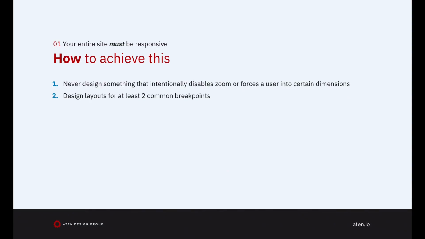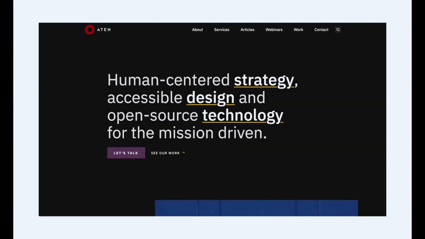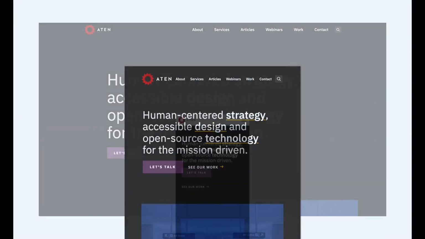We also want to make sure that we're designing layouts for at least 2 common breakpoints, or more if you have the means. But by providing at least 2, the developers can make some educated assumptions on how things should actually flow. At Aten, we tend to work in 3 breakpoints like desktop, tablet, mobile, the usual. I'm sure a lot of you also do that, but it's important to think ahead so that developers know how to implement that correctly.